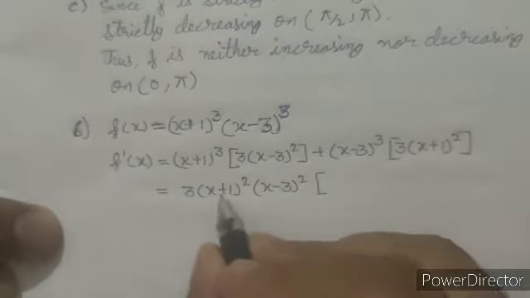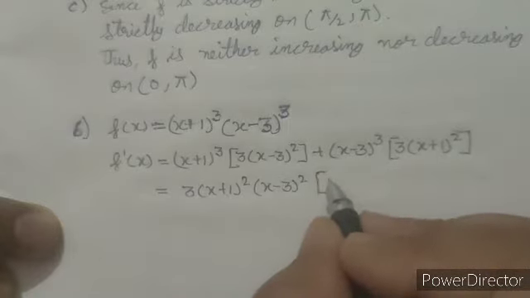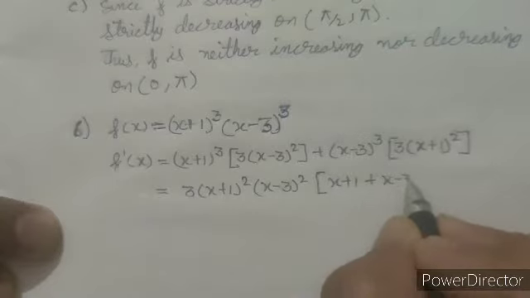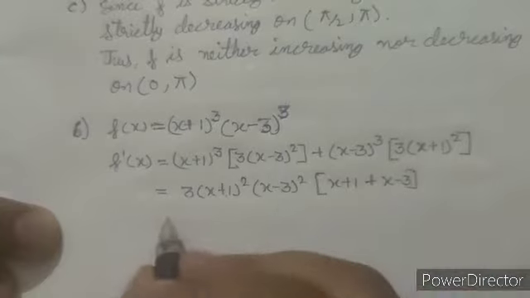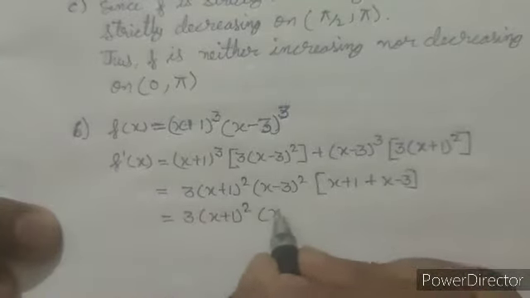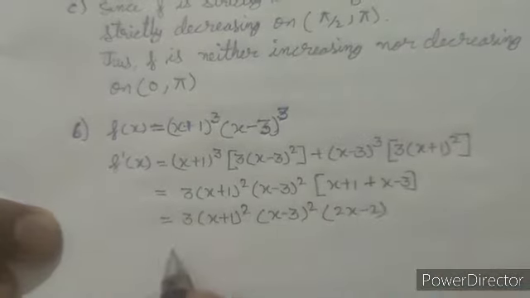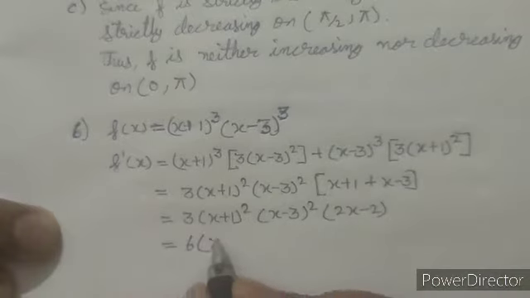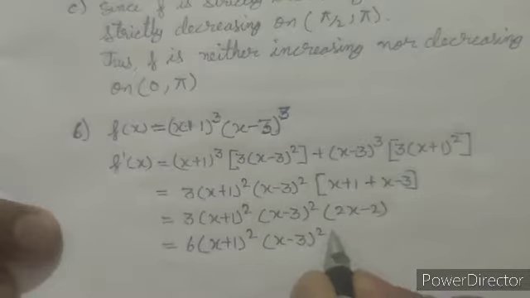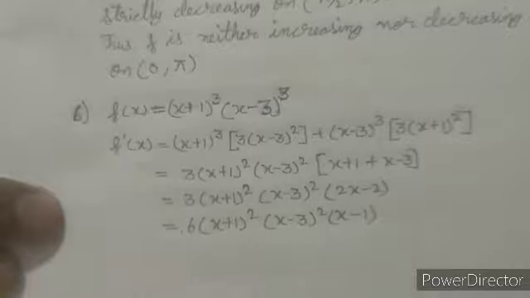On taking 3 into (x plus 1) square into (x minus 3) square as common, we will get (x plus 1) plus (x minus 3), and that will be 3 into (x plus 1) square into (x minus 3) square into (2x minus 2). This will give us 6 into (x plus 1) square into (x minus 3) square, and from here we have taken 2 as common, and this will be (x minus 1).